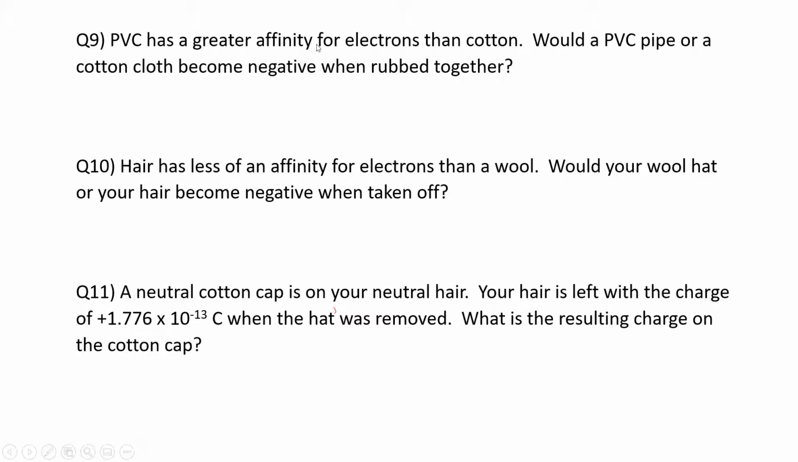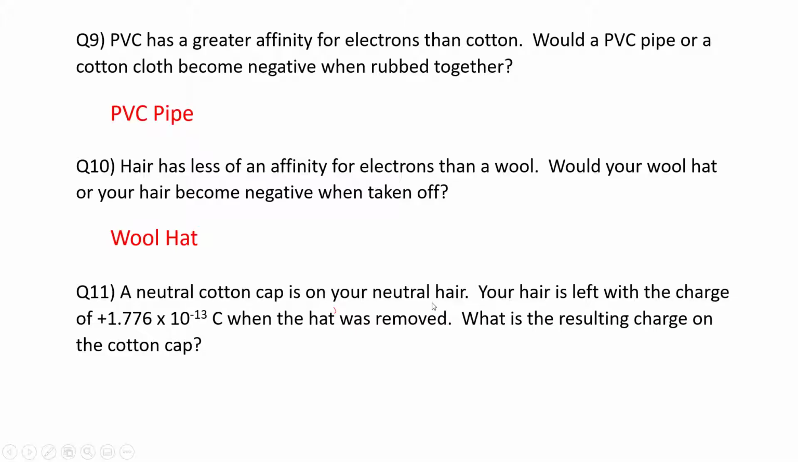So here we have a PVC pipe that has a greater affinity, so it wants electrons more than cotton. And when you rub that PVC pipe against the cotton, well, the one that wants more, the PVC pipe, is going to take on those electrons and become negative. And the actual cotton would become positive. Hair has less affinity, so it doesn't want electrons as much as wool. So wool has a greater affinity. Would your wool hat or your hair become negative? Well, it's going to be the wool hat because it's the one that wants electrons more.